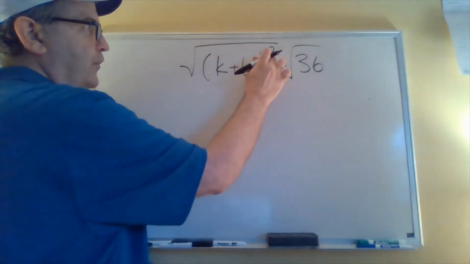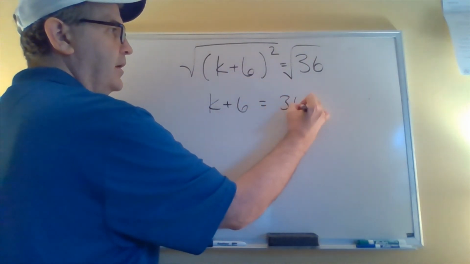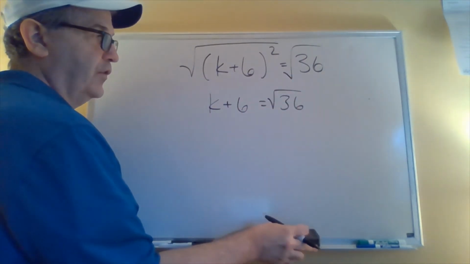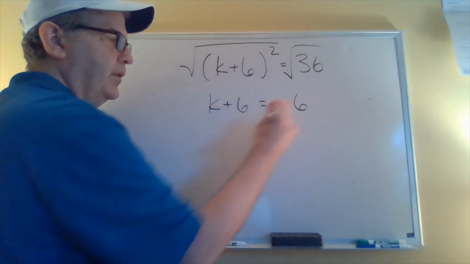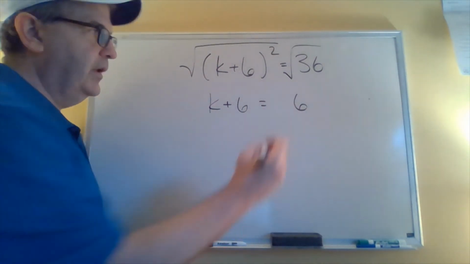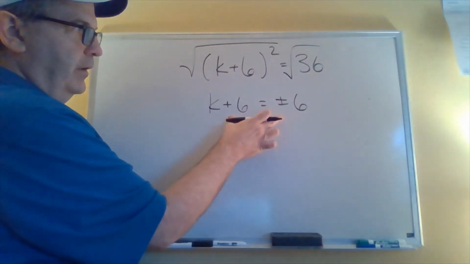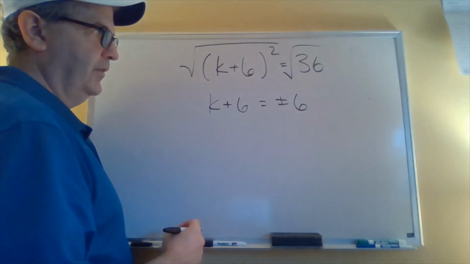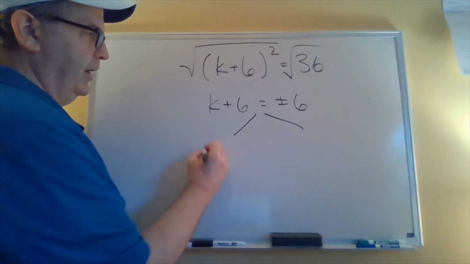And a square root of a square, well, that just cancels out and you're left with our base equals the square root of 36. What is the square root of 36? We all know that's 6, but let's not forget when we're taking the square root of a number, we have to include that plus or minus. Now we have an interesting situation here, k plus 6 equals a plus or minus 6. That's kind of a messy equation. So we're going to break it into two separate equations.